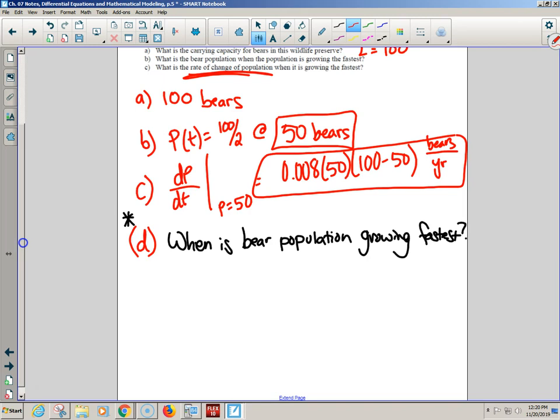When, what's the bear population? 50. When, what's the rate of change? That mess. But they haven't actually made us find the when. Why would that be at the end of an FRQ or at the end of a series of questions? Because it's the hardest one. Why is it the hardest? We've been saying when, but answering bears and answering how fast.